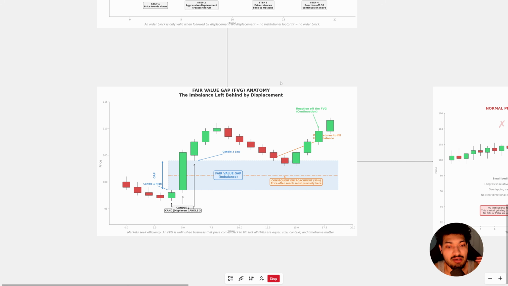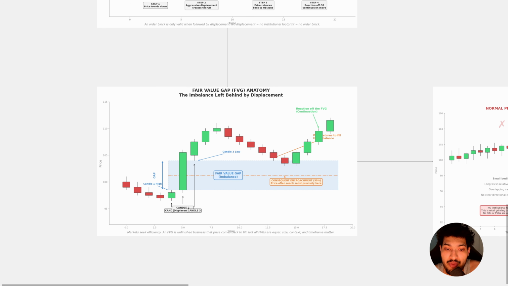All right, and this is honestly the most important, I would say. This is honestly a little bit more important than order blocks. The most important concept you can ever use in your day trading as a retail day trader over everything. A fair value gap actually shows you the real institutional imbalance left behind the displacement.